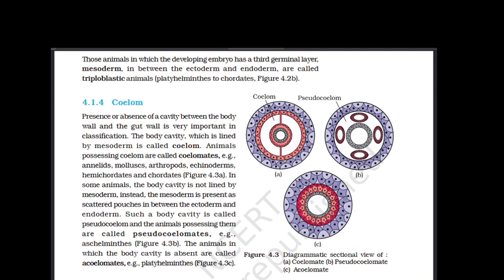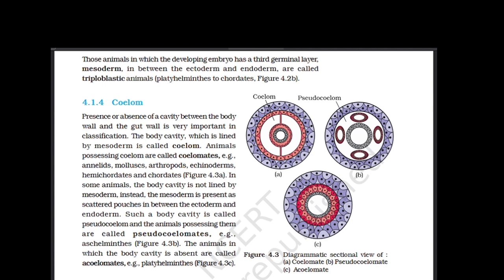Fourth basis of classification of animals is coelom. Presence or absence of a cavity between the body wall and the gut wall is very important in classification. The body cavity, which is lined by mesoderm, is called coelom. Animals possessing coelom are called coelomates. Example, annelids, molluscs, arthropods, echinoderms, hemichordates, and chordates.